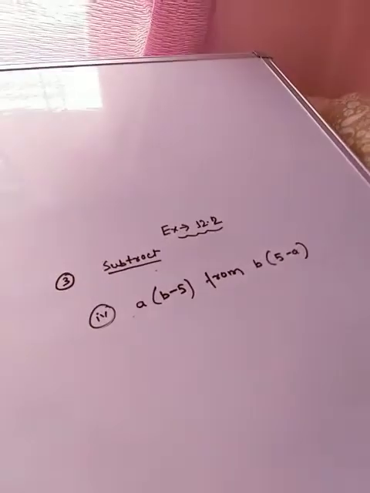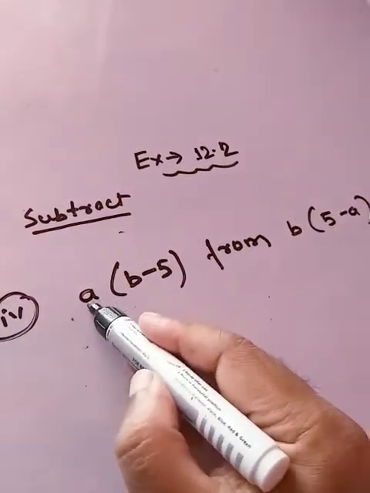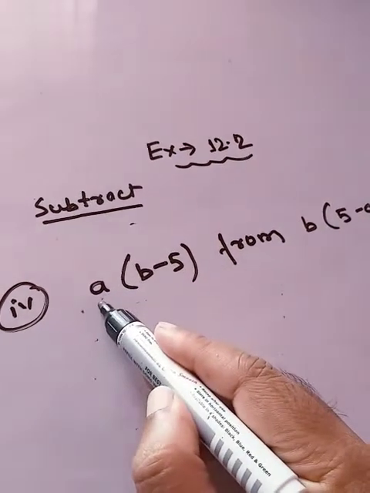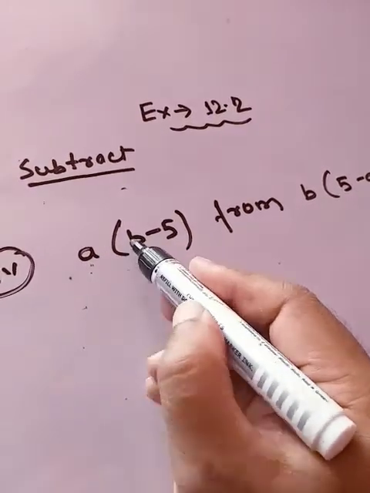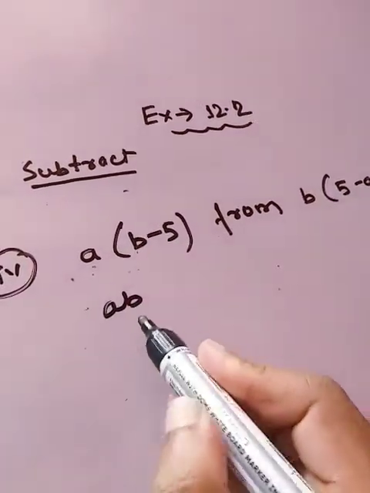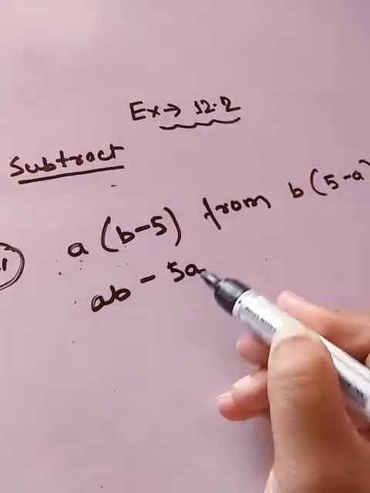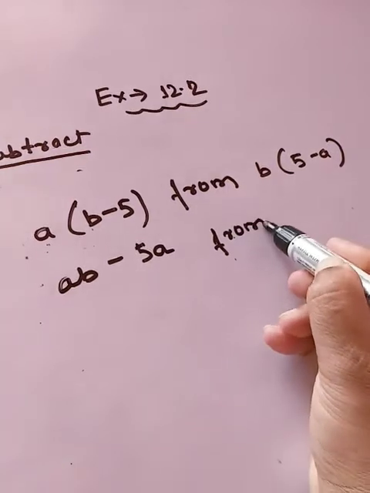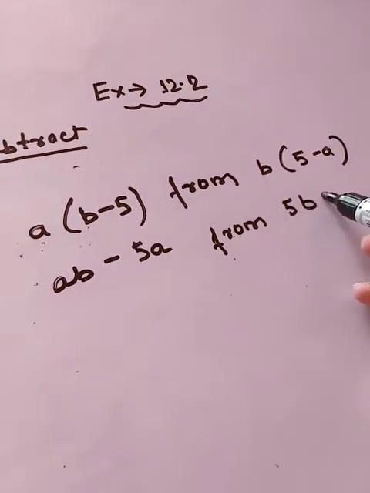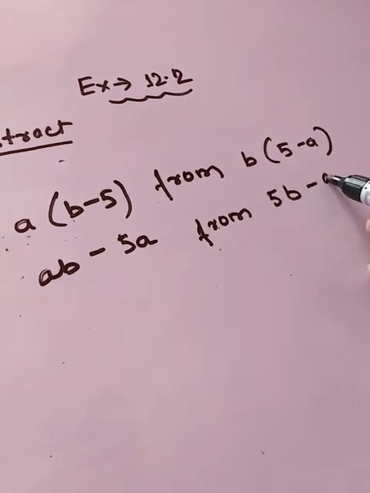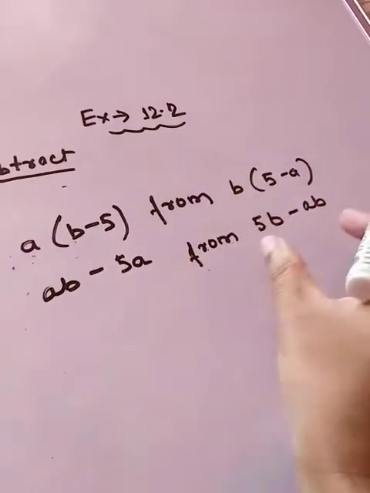This is sum number 4. Okay, now you see there are two terms, isn't it? That is a into b minus a. The first thing that you will do is open the bracket. So a into b is ab, plus minus is minus, a into 5 is 5a. Okay, again you write from, b into 5 is what? 5b, plus minus is minus, b into a is what? ab. Okay, now it is in the form that we can do minus.